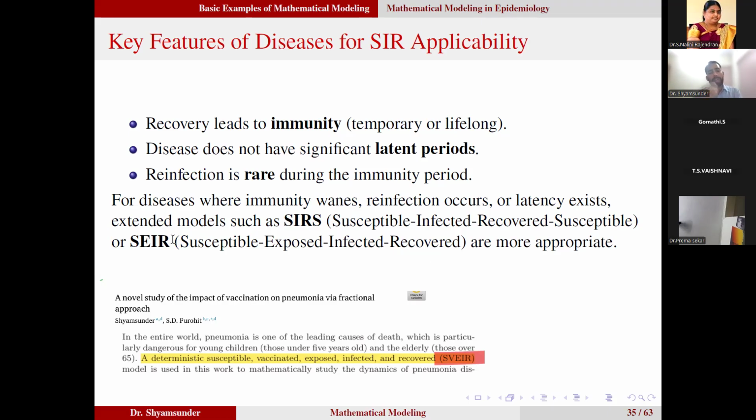Also we made some updates in this model. Then we see in my article, this is a deterministic model for the susceptible, vaccinated, exposed, infected, and recovered population. Then it is known as the SVEIR model.